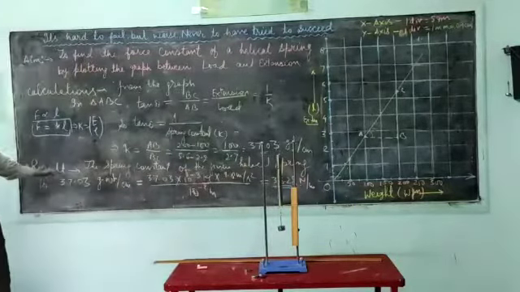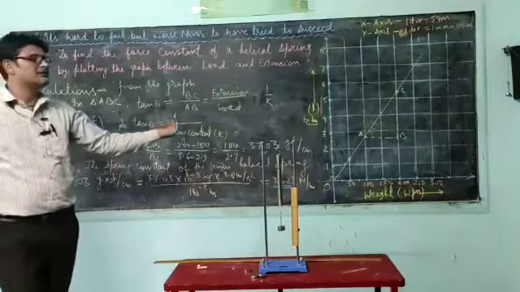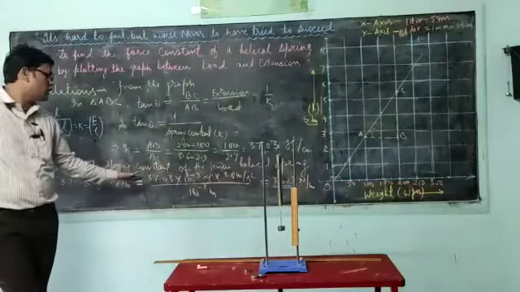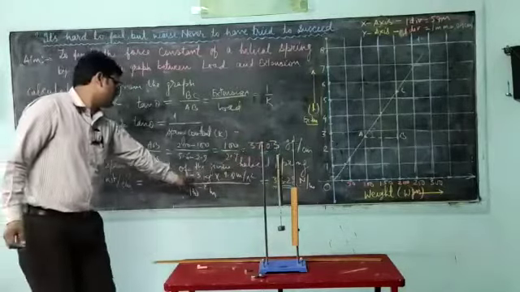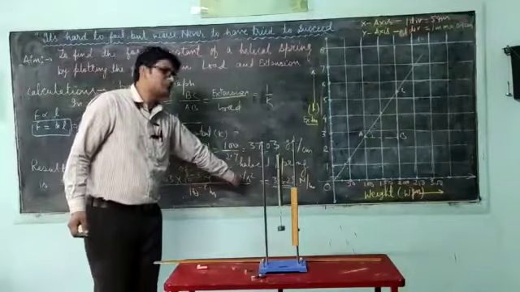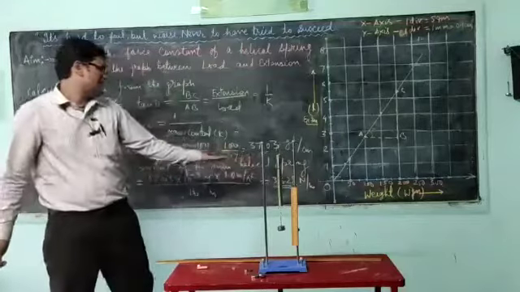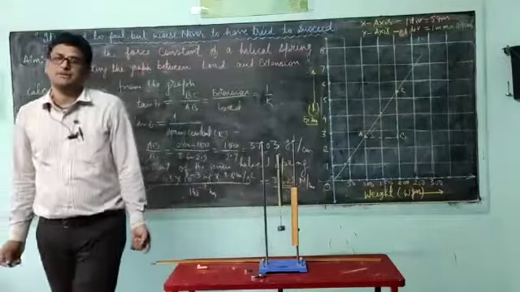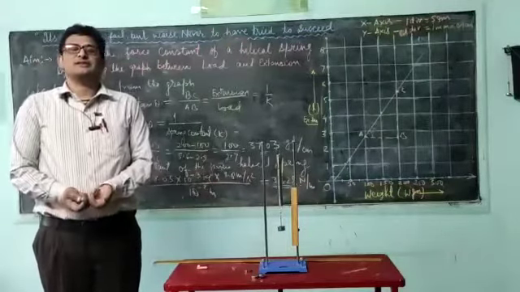So the result of this experiment: the spring constant of the given helical spring is 37.03 gram weight per centimeter. Or we can convert it into Newton per meter: we have to multiply with 10 to the power minus 3 to convert into kg, and with the value of g, 9.8 meter per second square, and divide by 10 to the power minus 2 meter. Then we have got the value, that is 36.28 Newton per meter. So this is the result of these observations, or we can say this is the practical.